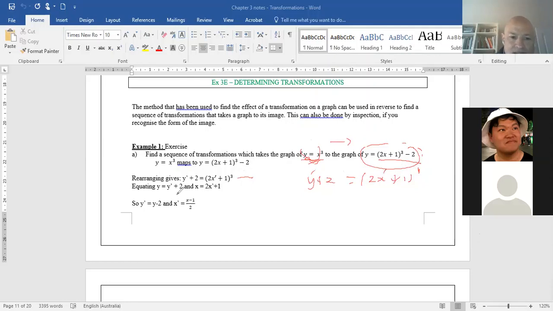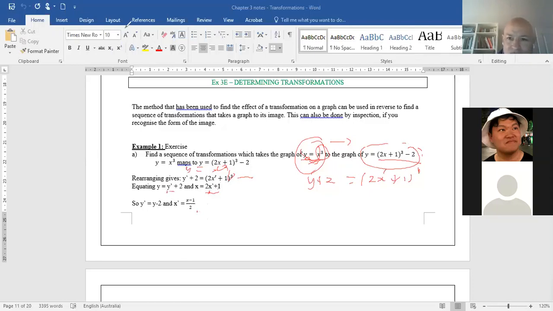Okay. Now, equating things. Good, everyone's joined us now. Equating. So as soon as I equate, I've got, remember, y equals x cubed. That's the original graph. There it is there. And I'm equating it to this. So I get y equals my image, which is y dash plus 2. And my x, which is just inside the bracket. We don't worry about the cubed because they're both cubed. So just the inside of the brackets, 2x dash plus 1. And therefore x dash equals x minus 1 divided by 2, and y dash equals y minus 2.